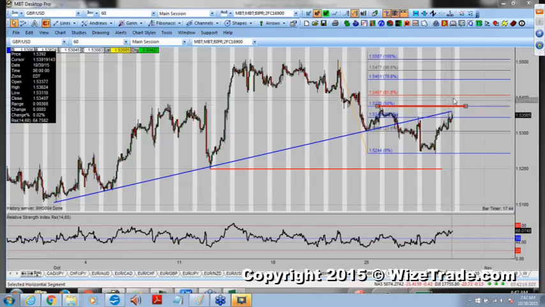Anyway, a break above. If I go back the last 13 or 14 years that I've been trading FX, in the United States we've only been allowed to trade the currency market since 2001. It wasn't available for retail investors prior to 2001.